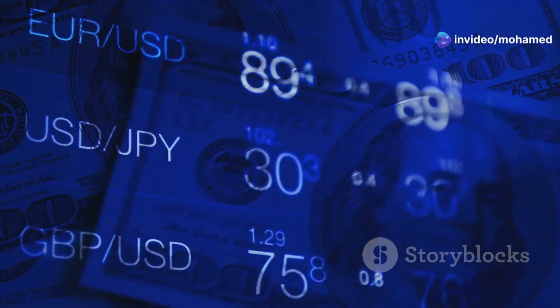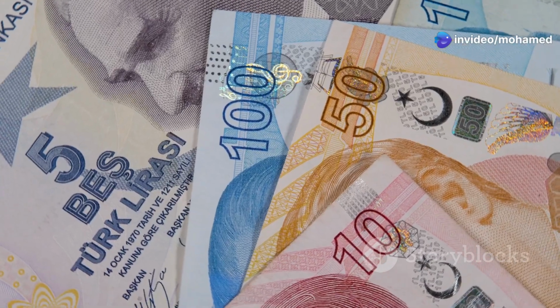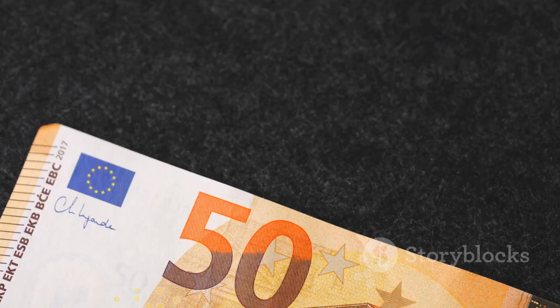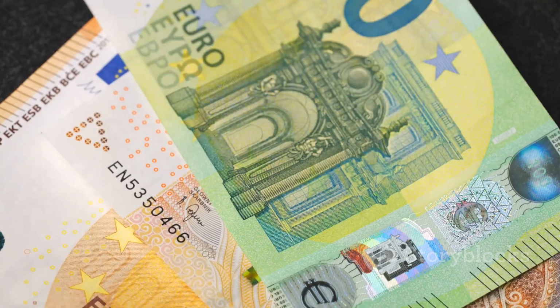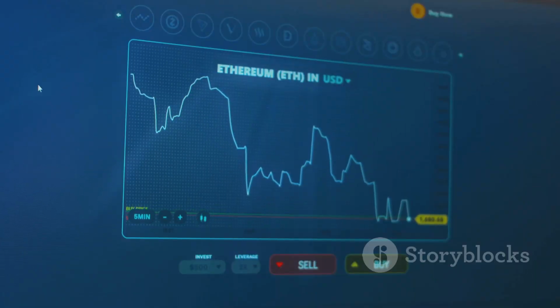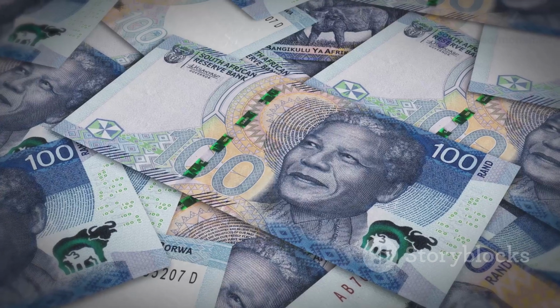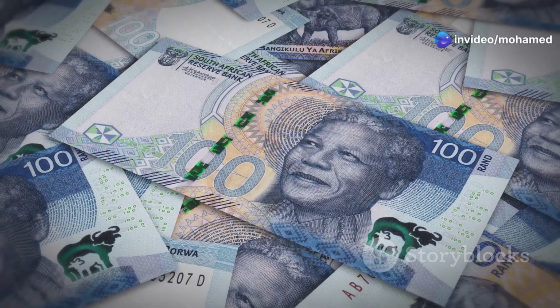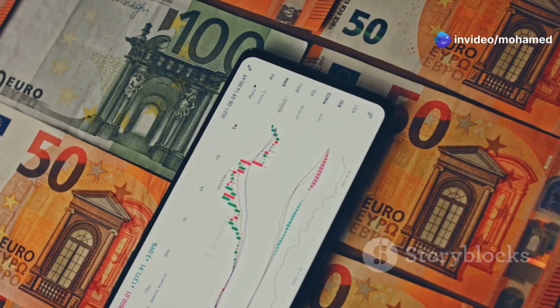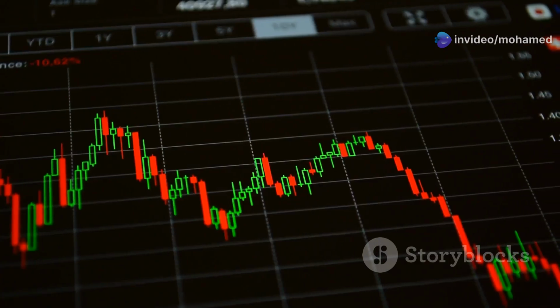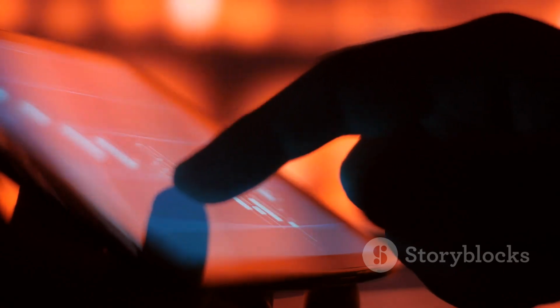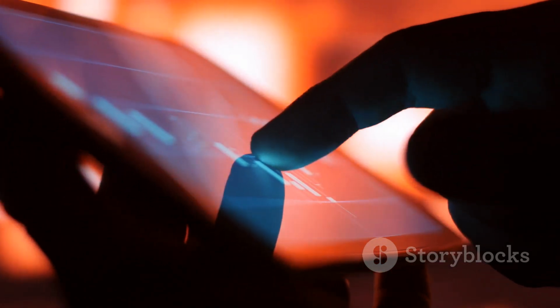Examples of exotic pairs: USD-TRY, US dollar versus Turkish lira. This can see some big swings. EUR-PLN, Euro versus Polish zloty. USD-SGD, US dollar versus Singapore dollar. USD-ZAR, US dollar versus South African rand. What's different about these? Lower liquidity, much wider spreads. They can be super volatile, meaning prices can jump a lot and fast. Higher risk involved here.